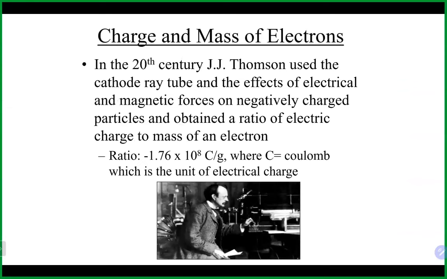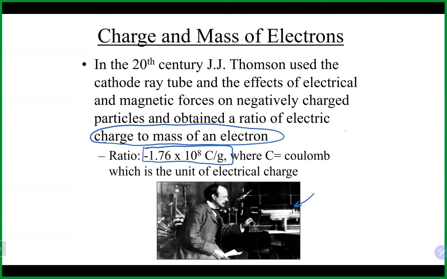All right. So one of the earliest experiments, and one of the important experiments to help us understand electrons, was done by a guy named Thomson. And he used these cathode ray tubes to study the electrical and magnetic forces of these negatively charged particles. There he is with his cathode ray tube right there. He was able to figure out the charge to mass of an electron, being that number right there.